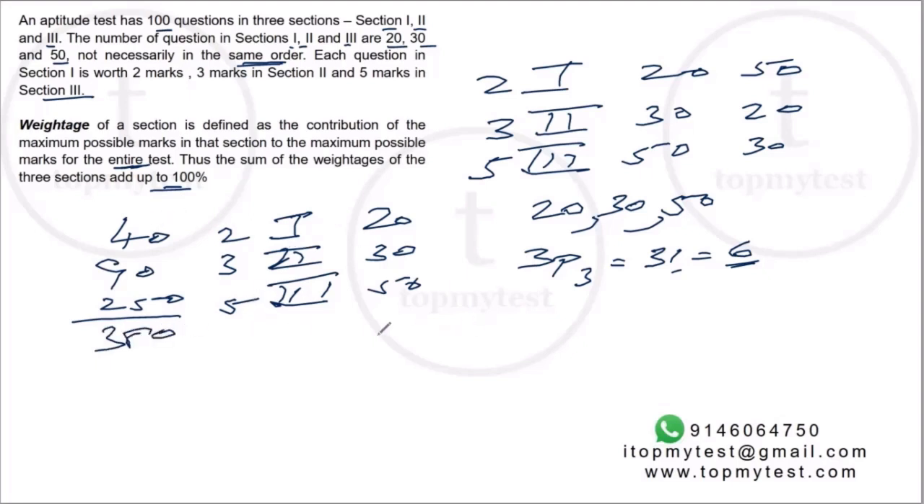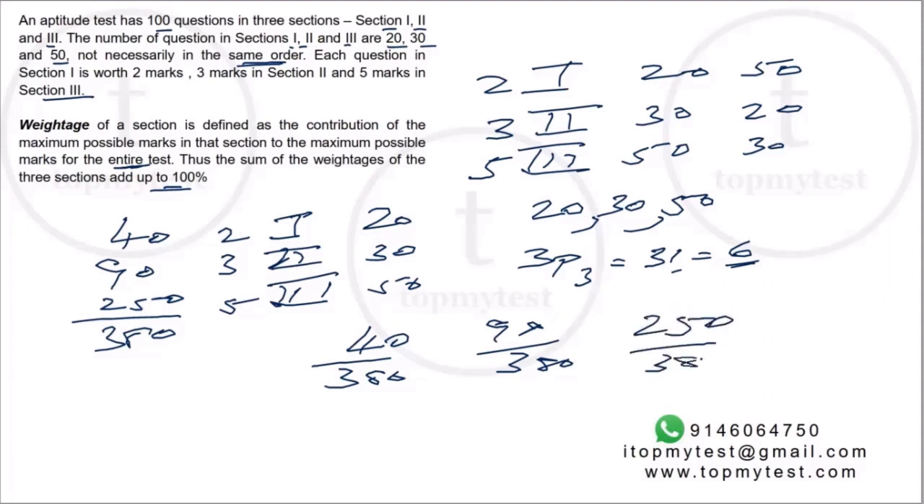So the contribution of the first section would be 40 out of 380. The contribution of the second section will be 90 out of 380. And the contribution of the third section will be 250 out of 380. These are the contributions or weightages as defined over here. And if you add these, it will add up to 100%. So basically it's a percentage contribution.